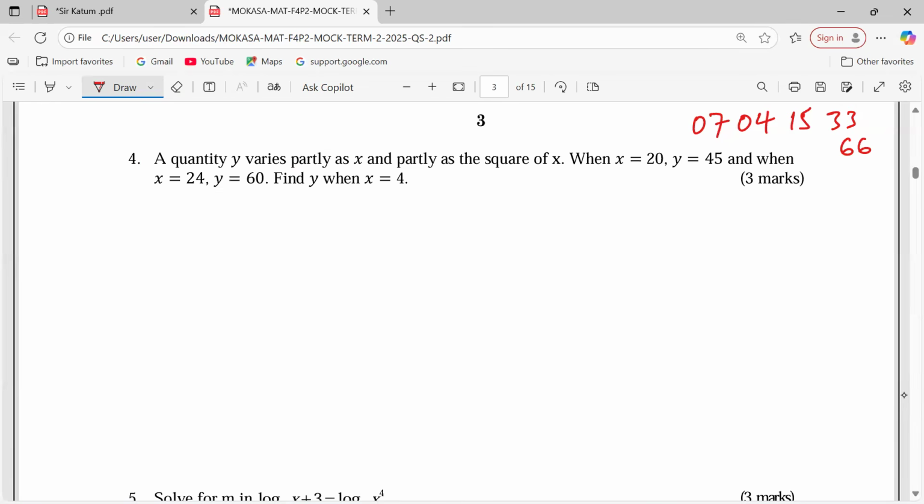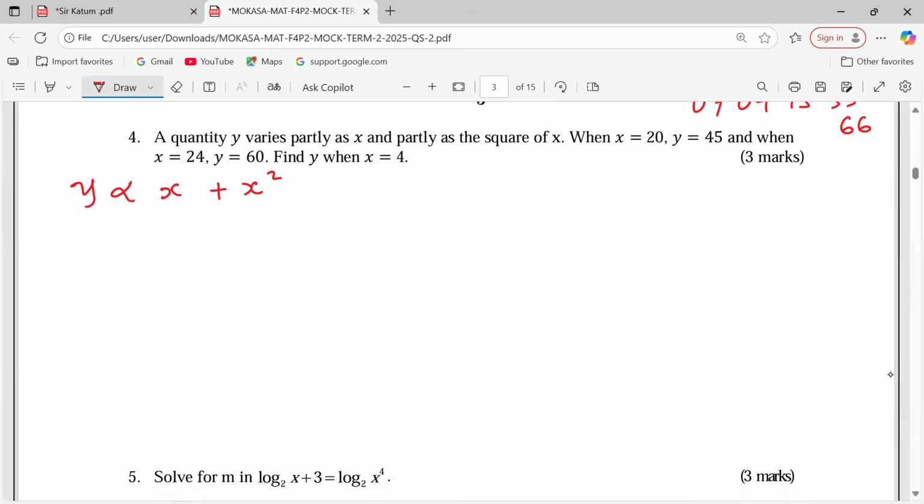At this point, we first express the variation between the two quantities. Y is varying partly as x and partly as the square of x. So when you hear partly, this is partial variation, and we'll have two parts. So y can be broken down into that. But again, we're supposed to know this.